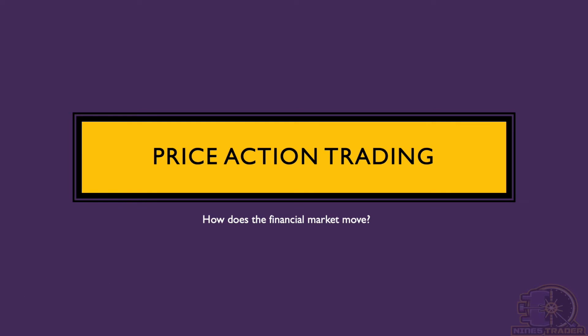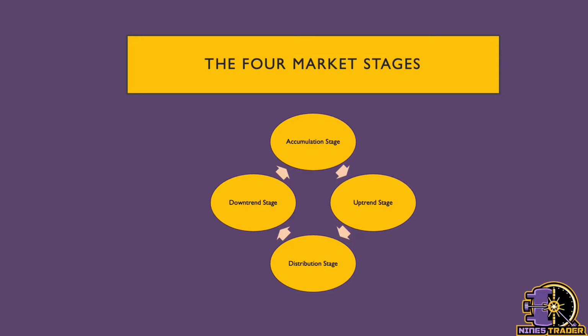I'll go ahead now to discuss the 4 market stages. The first stage is the accumulation stage, followed by an uptrend, then the distribution stage, and finally the downtrend stage. Next, I'll be explaining the accumulation stage and what you should look out for.